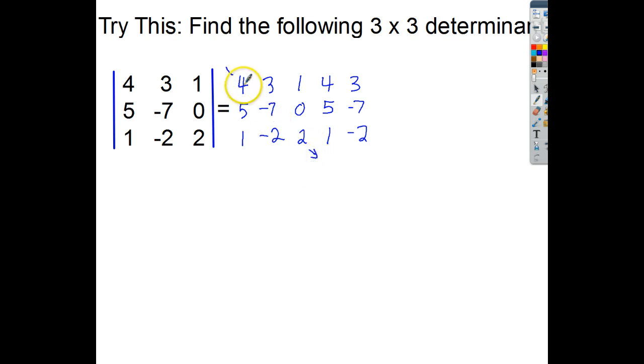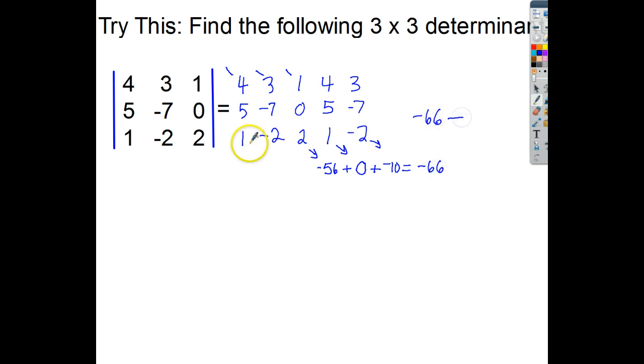So let's hope we can make it through this. 4 times -7 is -28. -28 times 2 is -56. Between these is always a plus sign. The next diagonal going down, since it has a 0 in it, I know the answer is going to be 0. I don't have to work the rest of that out. Then the third diagonal going down, 1 times 5 is 5. 5 times -2 is -10. And then we add all these up and we get -66. And that goes in front.